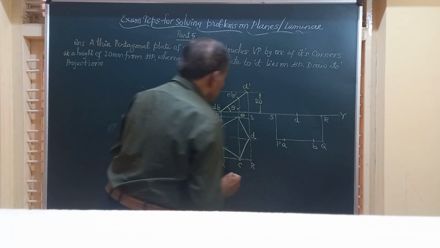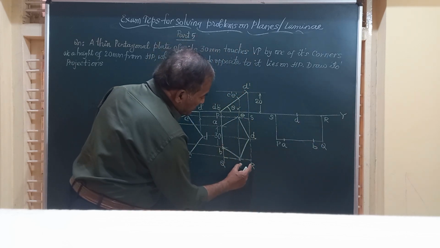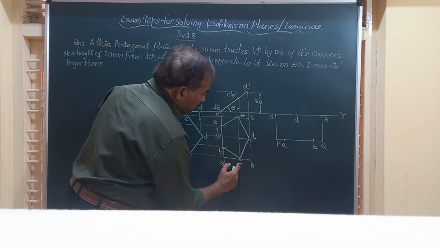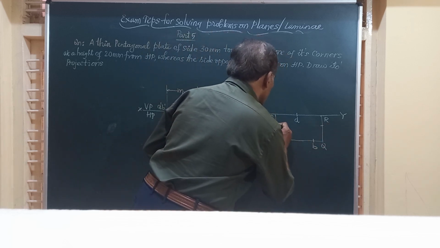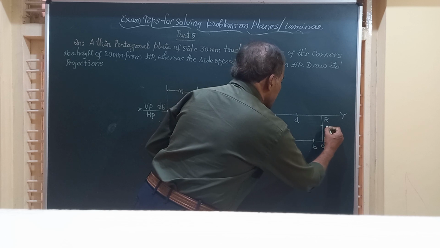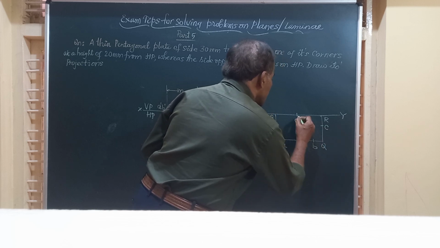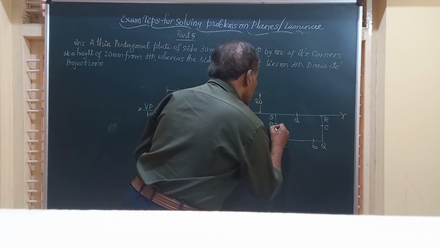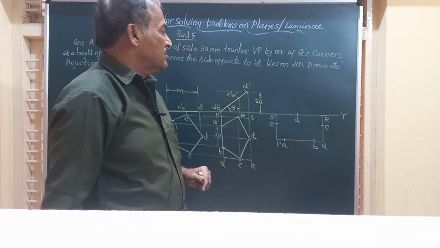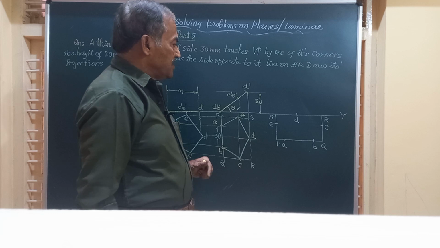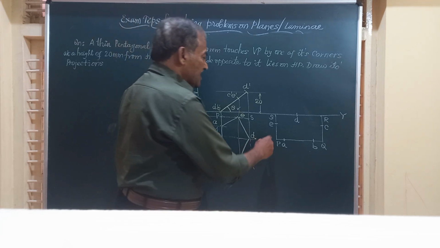D you have got. And near to R, on QR, you should get C. Near to R, you are going to get this point. That is point C. This is D. This point is E. Friends, we have got all the five corners A, B, C, D and E of the lamina in the top view.